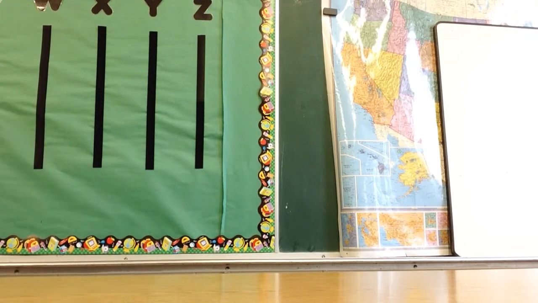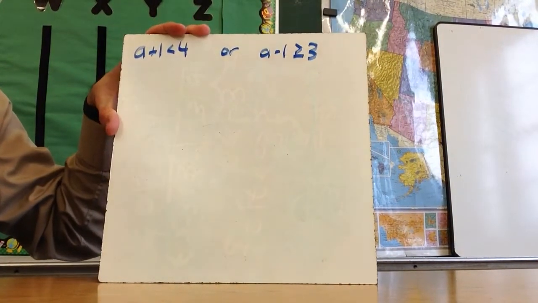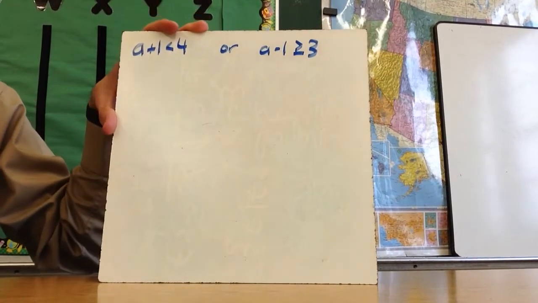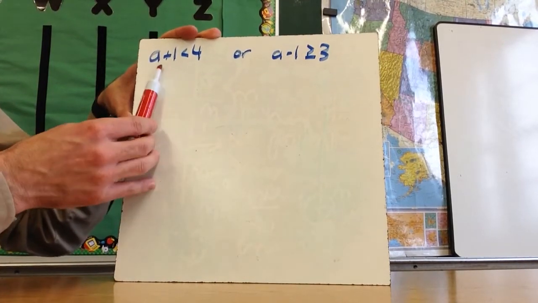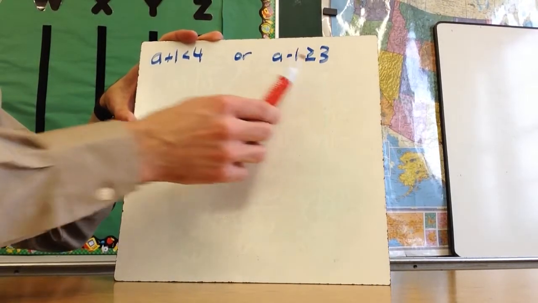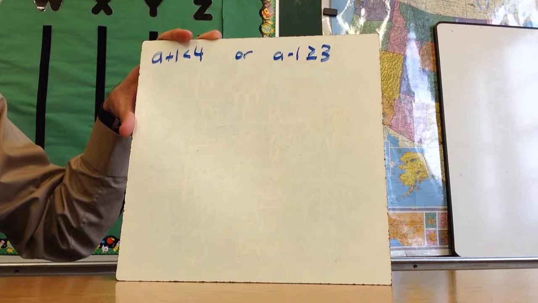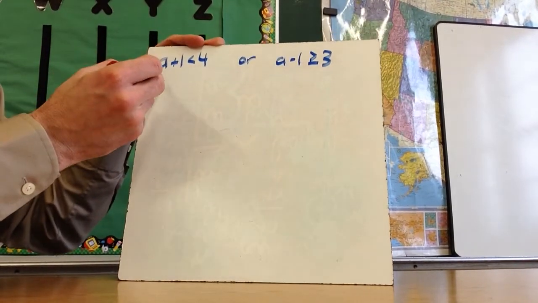Now, if you take a look at this problem, that problem was an and. X had to be greater than or equal to 1 and less than 7. This one is an or. So a plus 1 can be less than 4, or a minus 1 can be greater than or equal to 3. Okay, we can talk about how in real life you might have some that are and some that are or. But the idea is I need to solve this one first.